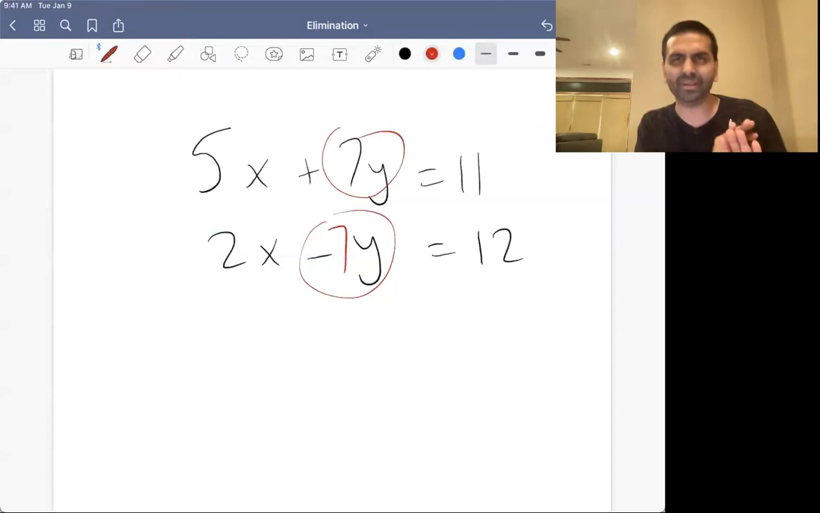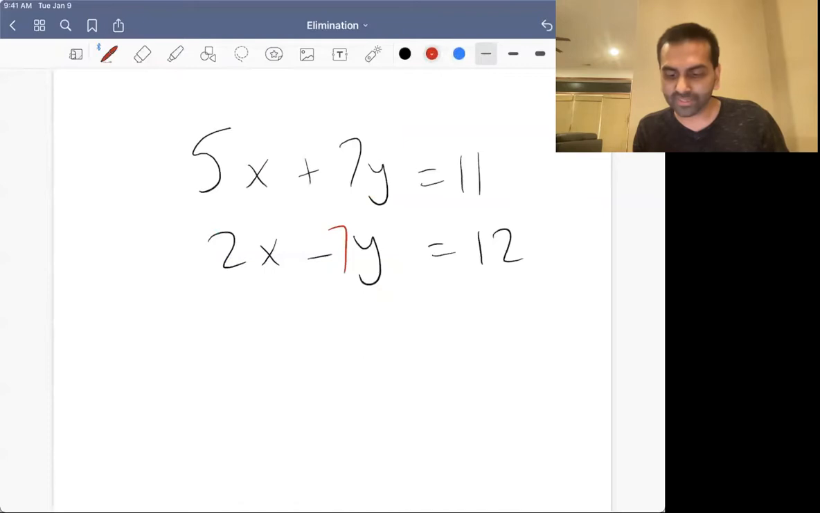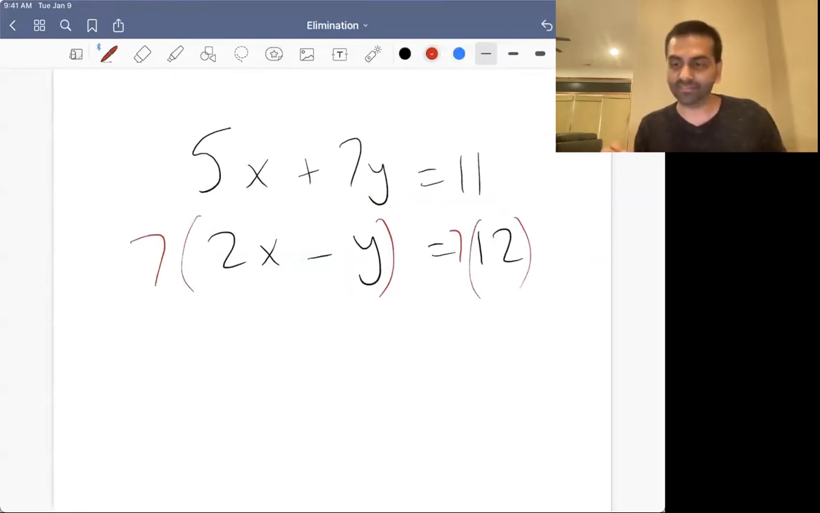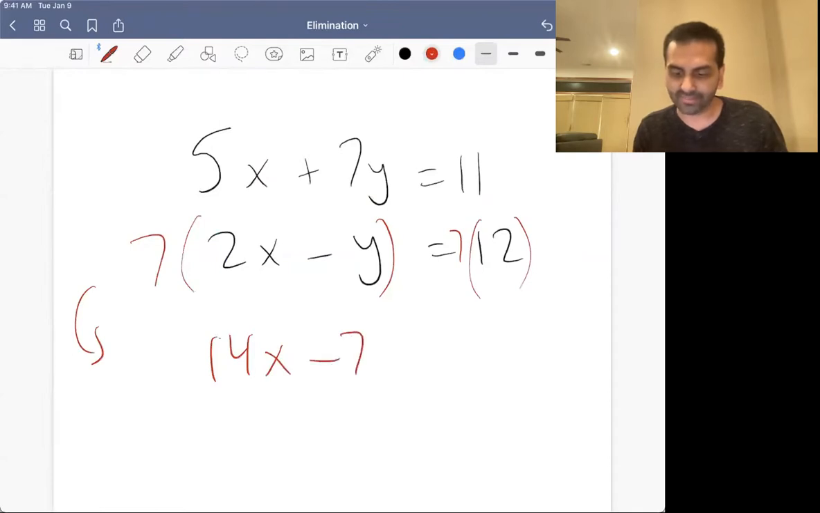So notice you don't have to eliminate the x like I did in the first two problems. You can also eliminate the y. But man, if only this problem had a 7 in front of here, it could work. So how do we get a 7 in front of there? Legally, just multiply both sides of the equation by 7. So if we do that, this second equation is transformed to, let's see, 7 times 2x, that's going to be 14x. And then 7 times -y is -7y. And on the right-hand side here, 7 times 12 is going to be 84.